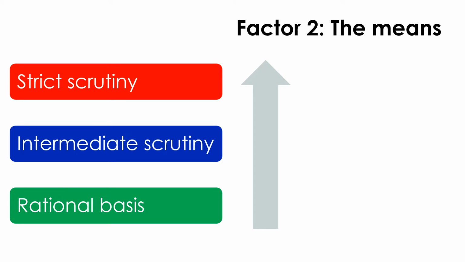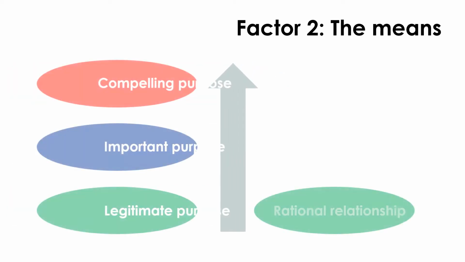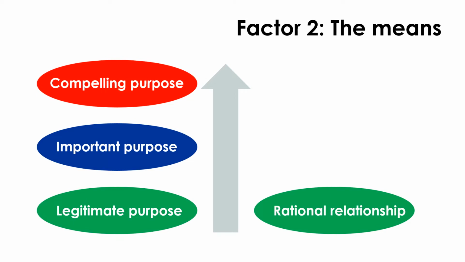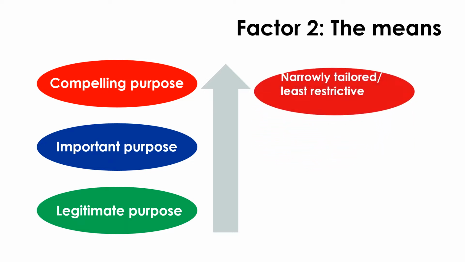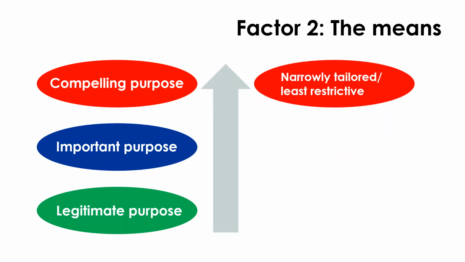The second factor the court applies is, what are the methods that the law uses to achieve the government purpose? Is there a rational relationship between the methods used by the law and the purpose the law is intended to achieve? Is there a substantial relationship between the methods used by the law and the purpose of the law? The most challenging question is whether the law is narrowly tailored. Is it the least restrictive way that the government can use to achieve its purpose?